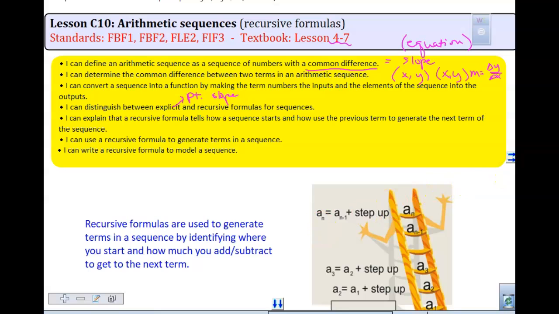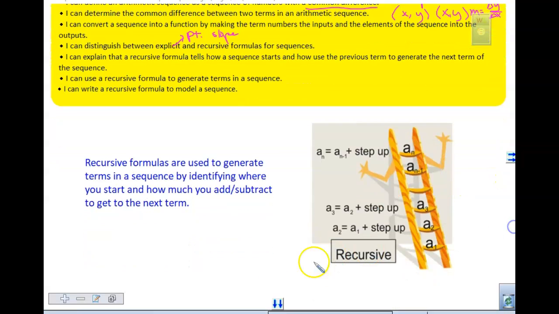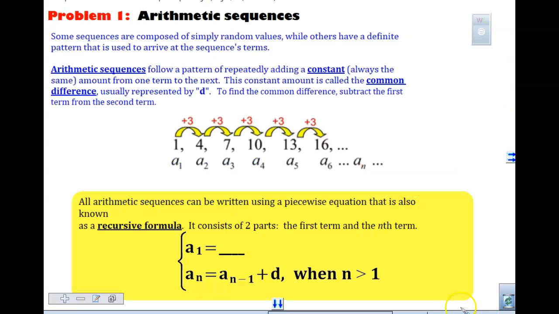So when we think about that recursive, that's what you had to do today. You always have to tell where you started. So you have to always say, oh, it's A1. And then you're kind of building on it. So recursive formulas are used to generate a term in a sequence, knowing where you start, and then you're usually going to add or subtract to get that next term.